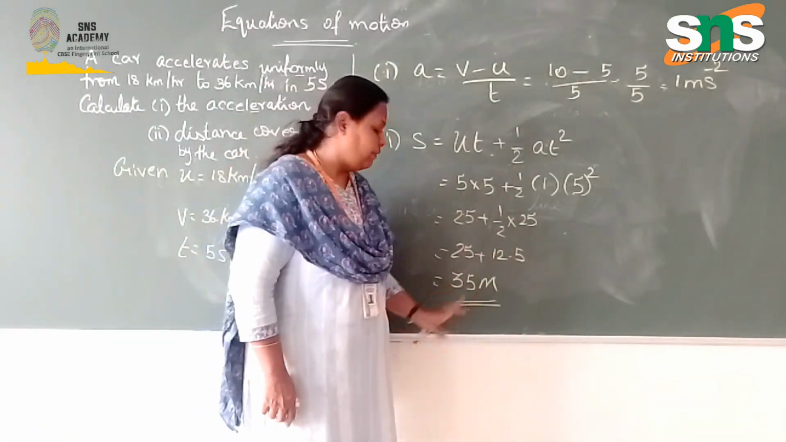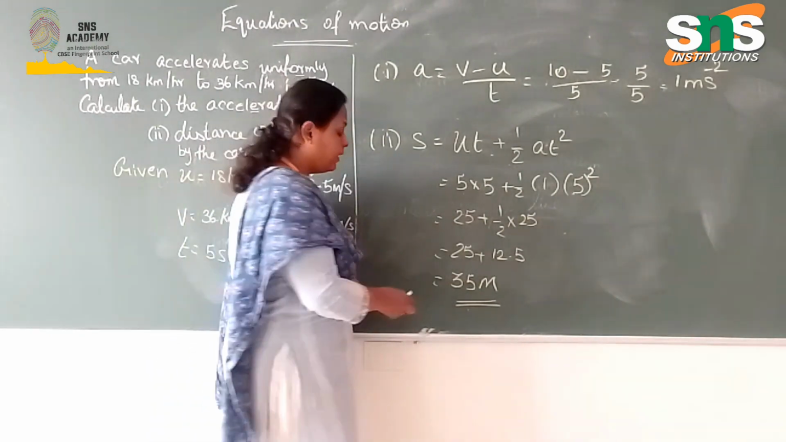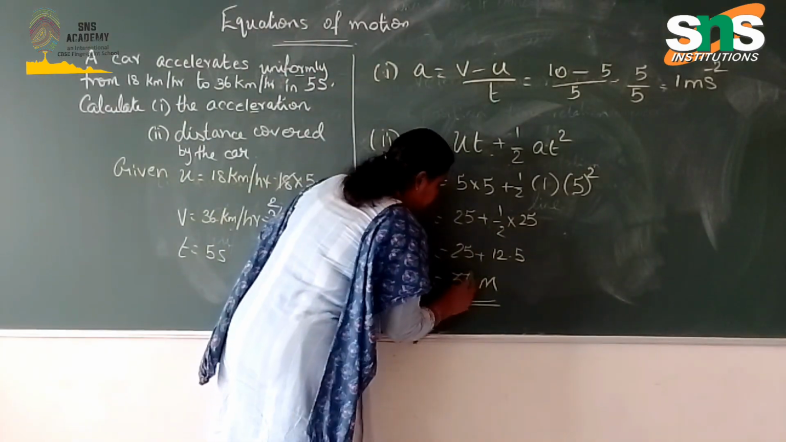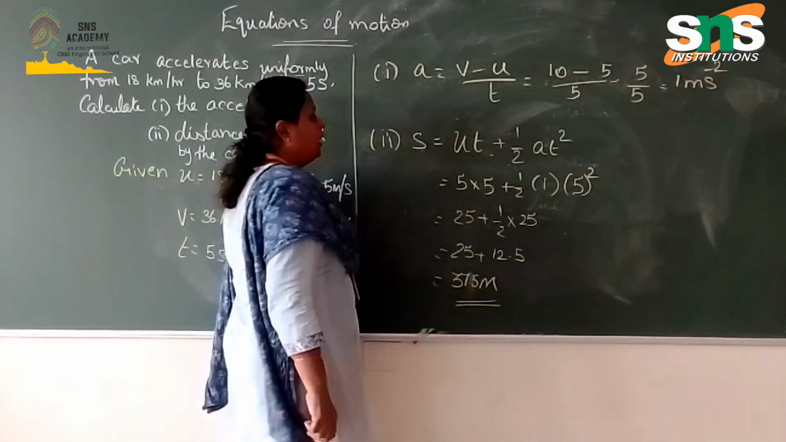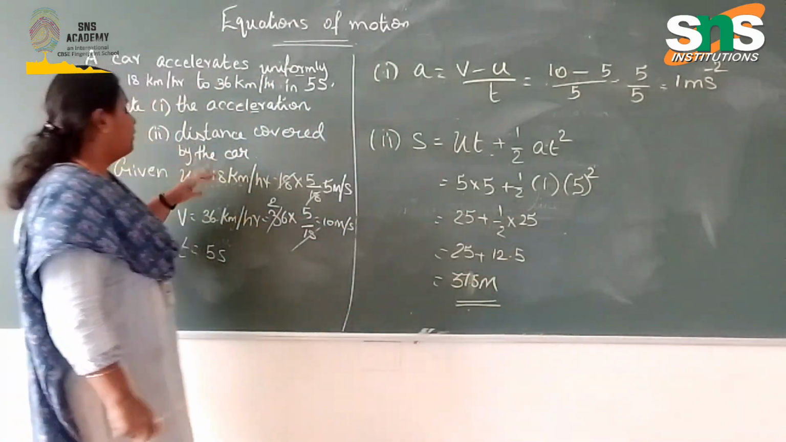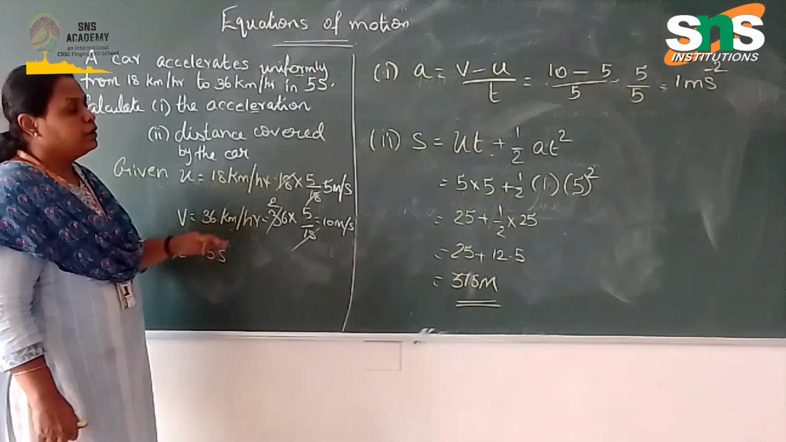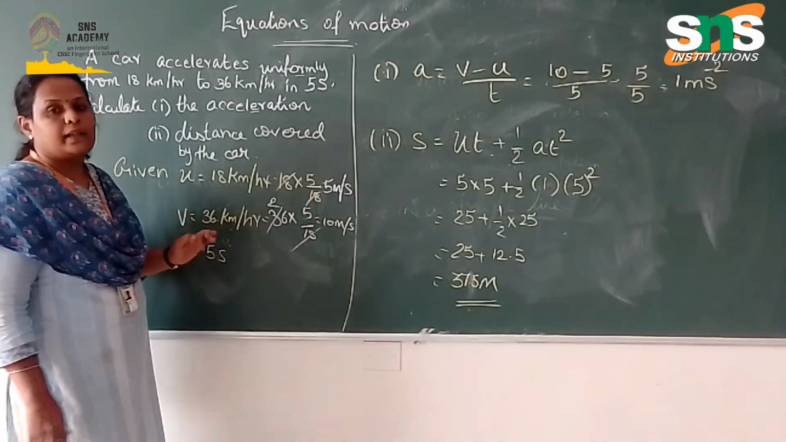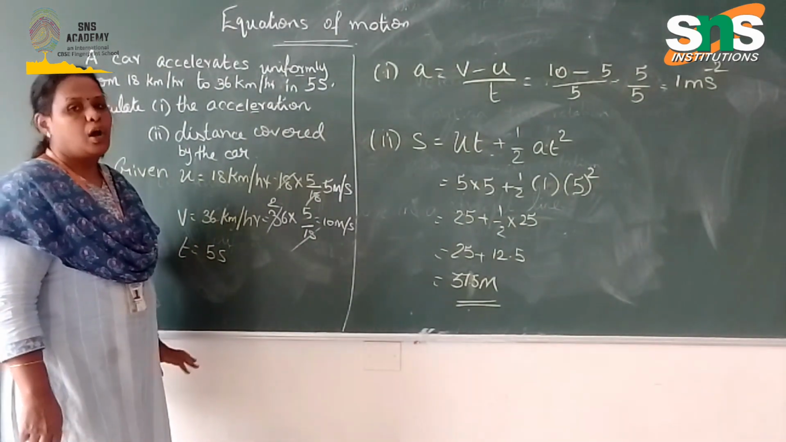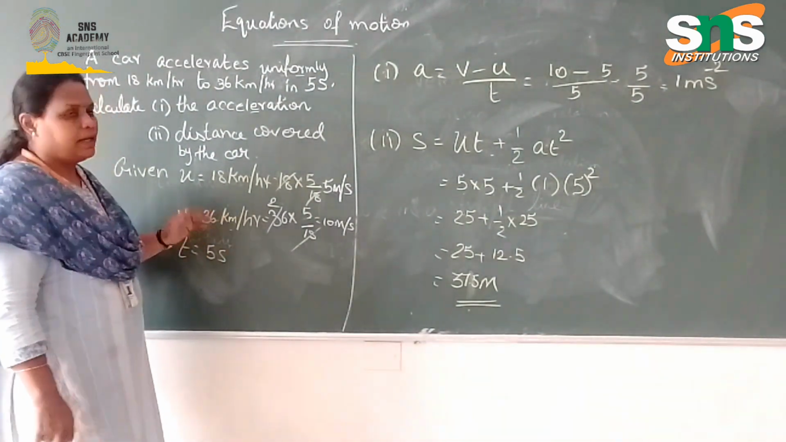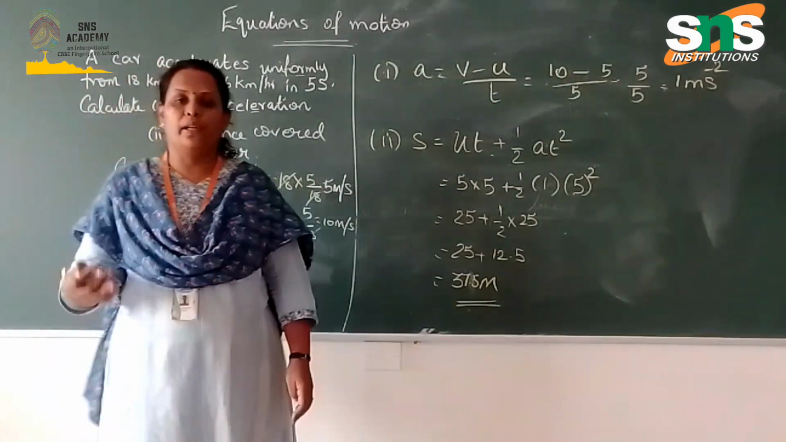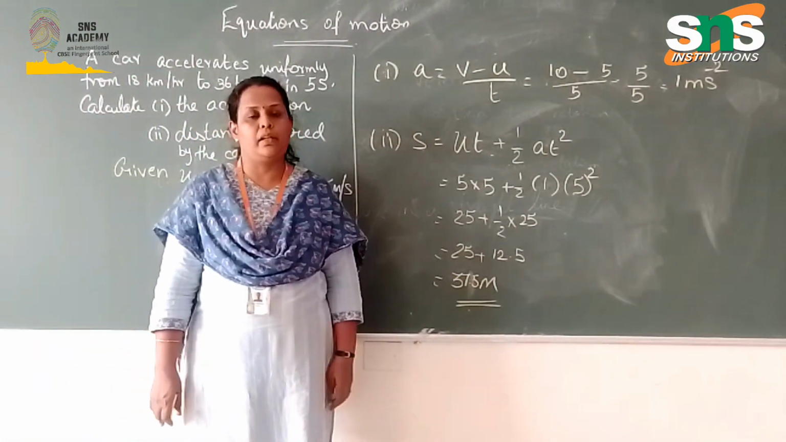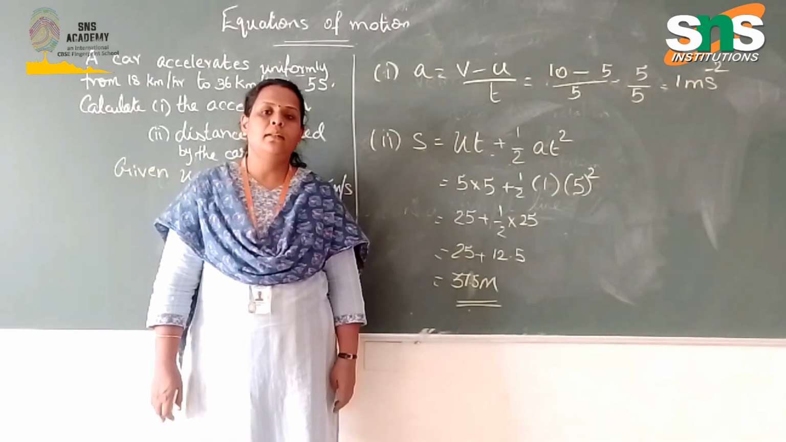25 plus 12.5 is 37.5 meter. This is the distance covered by the car. So using two equations of motion, we have calculated the distance covered by the object. Like this, we can apply equations of motion for any object that is moving in a straight line under uniform acceleration. Hope you understand. Thank you.